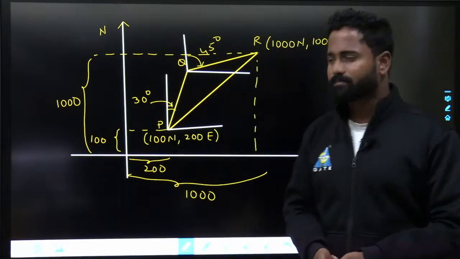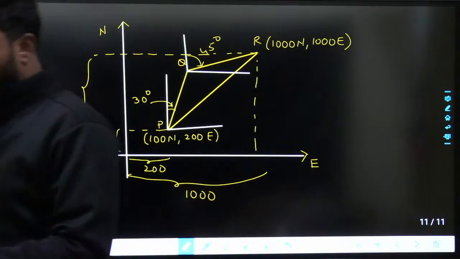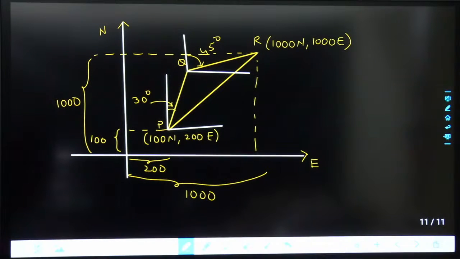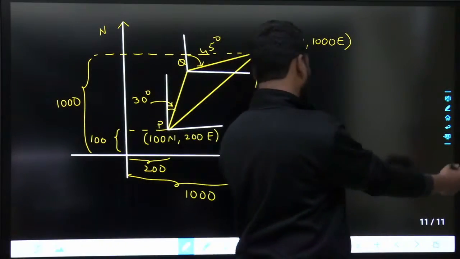Just give me the answer for what is PQ and what is QR. What is PQ, what is QR?